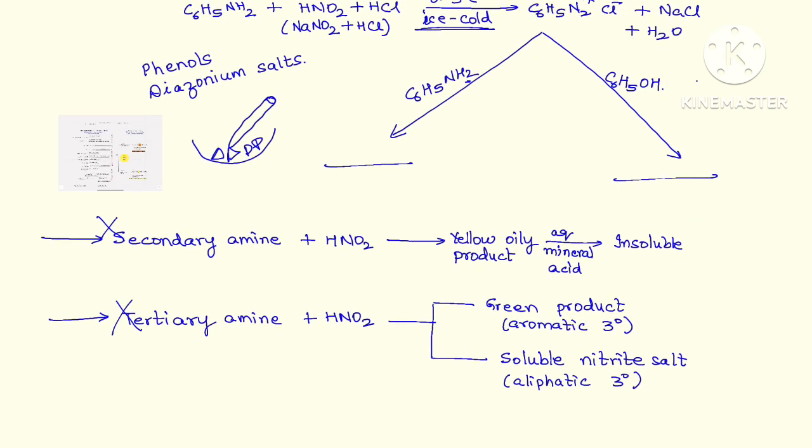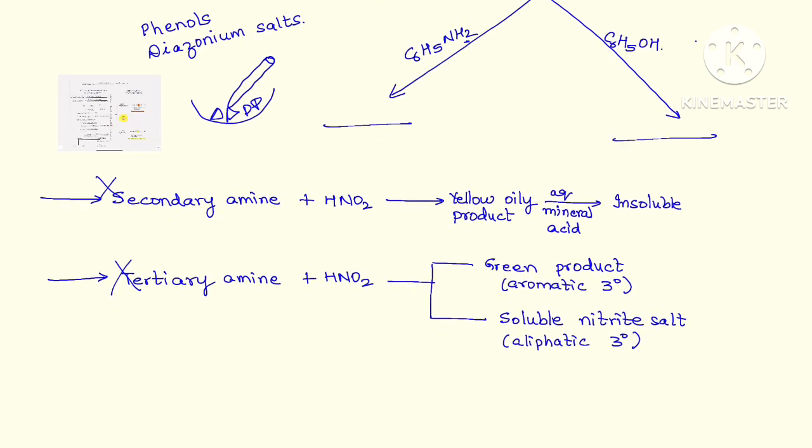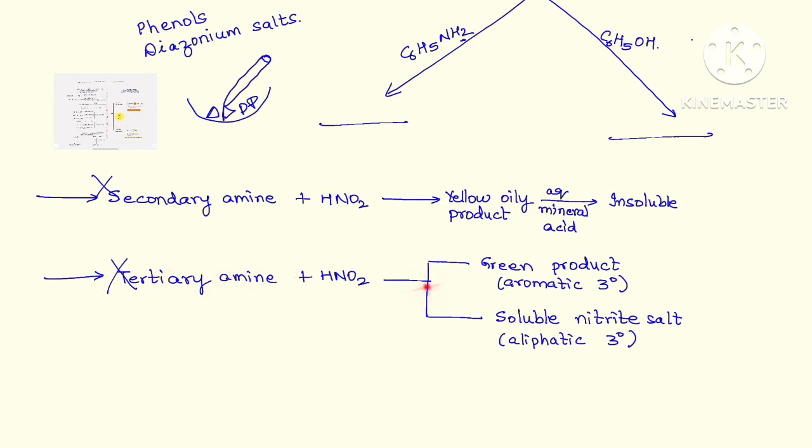What about secondary amines and tertiary amines? Yes, in the case of secondary amines, with nitrous acid, we get a yellow oily product. You add an aqueous mineral acid, it is insoluble. Whereas in the case of tertiary amine, you either get a green product if it is an aromatic tertiary amine, or you get a soluble nitrite salt, which is indicative of an aliphatic tertiary amine. But this may not be required for most of the syllabi, so this part can be excluded.